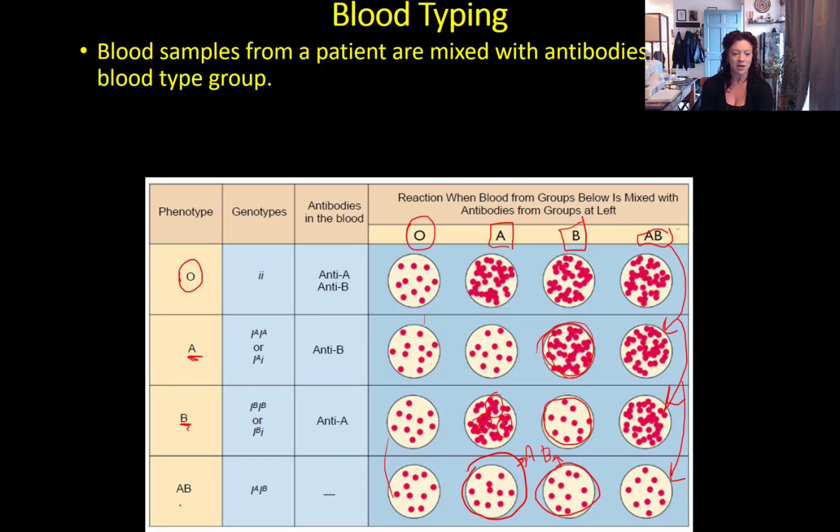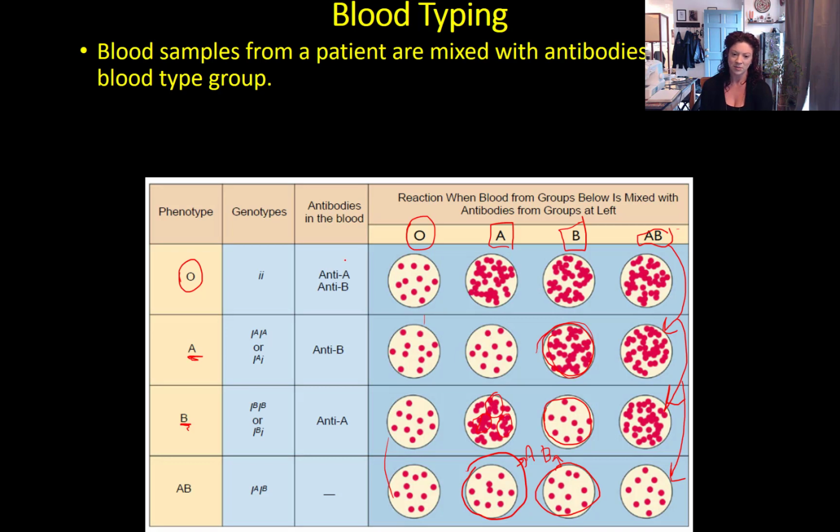Type AB blood, if you notice, hasn't reacted to any of our antibody tests. It didn't react to type O antibodies or A or B or AB. Type AB blood is considered to be the universal acceptor, universal receiver. Individuals who are type AB can receive any kind of blood.